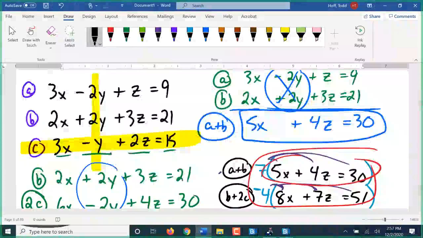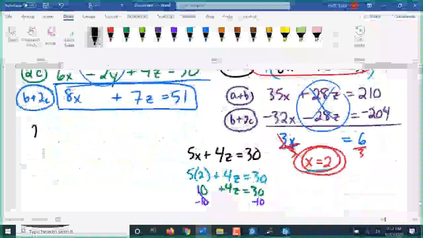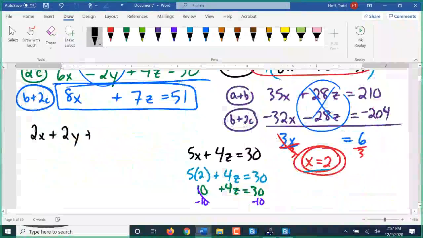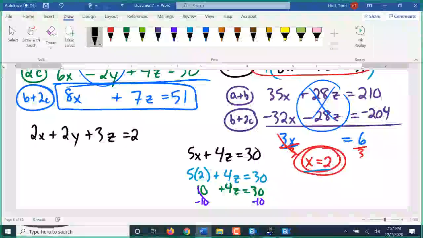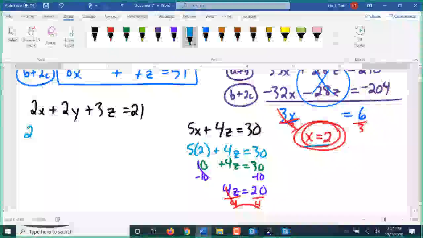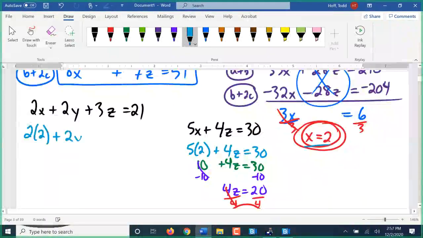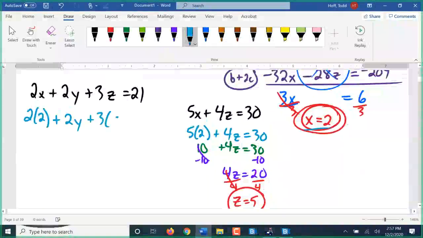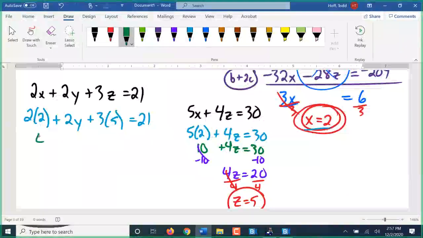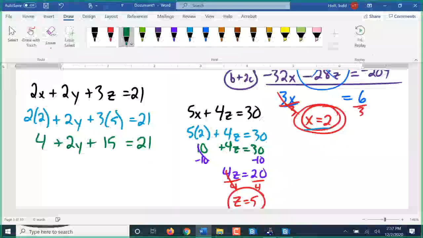So I'm going to use b because everything's positive there. So 2x plus 2y plus 3z equals 21. And I'm going to substitute in x equals 2. So 2x is 2 times 2. Y I don't have yet. Plus 3z. Well, z is 5, so that's 3 times 5. Equals 21. So I'm going to combine. 2 times 2 is 4. 3 times 5 is 15. Keep combining. 4 plus 15 is 19.